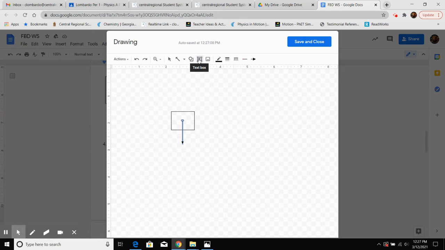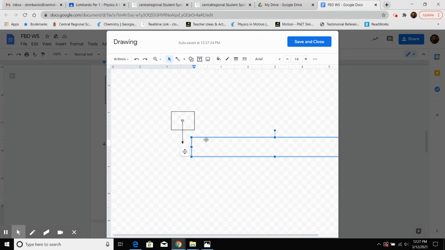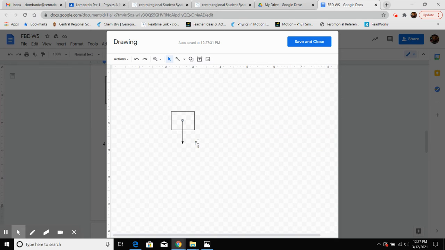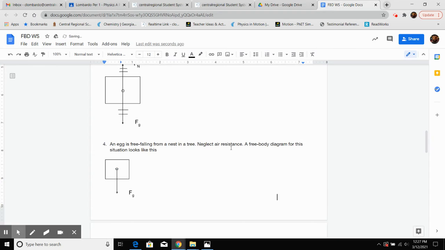Line or arrow from the center, make it go straight down, because gravity is always acting on something when it's on Earth. And so air resistance would act to the opposite of that, because air resistance is a type of friction, which would go against motion. But since it said neglect air resistance, so guess what? The only thing that we have is the force of gravity. So F control comma sub G. Boom. Save and close.